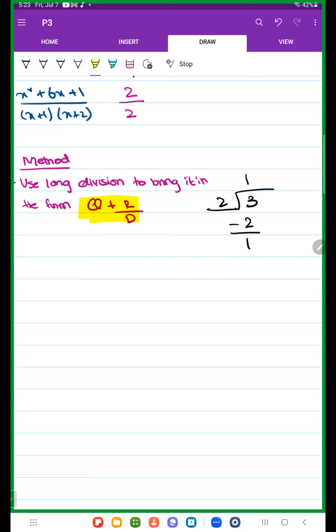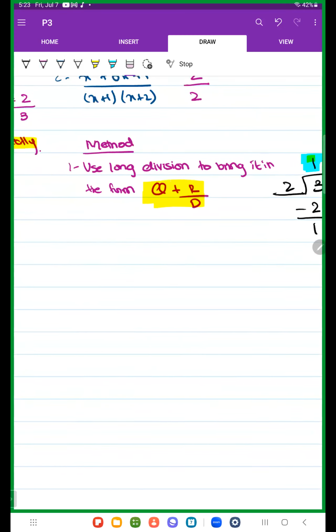Your quotient is basically your answer. So your quotient is 1. Then the remainder is also 1 upon the divisor, which is 2. So this is the form in which you will express it. You see now this is a proper fraction form. Understand? You'll do the same thing when you have x's in the question as well.